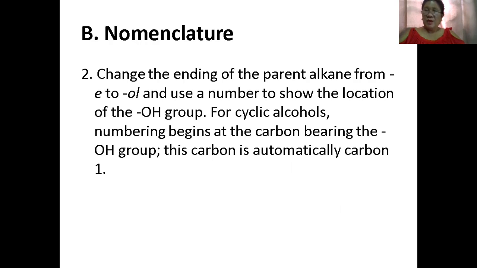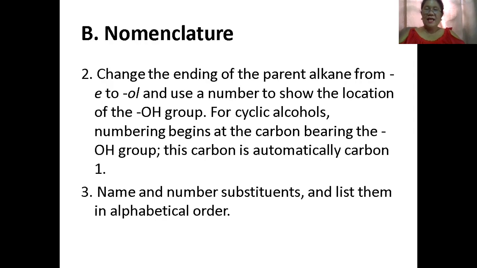So, as I have said, you are going to change the parent alkane from -e to -ol. But for cyclic alcohol, what will happen? The OH-bearing carbon will automatically be numbered as 1. So for the cyclic group, the carbon bearing the OH will be carbon 1.